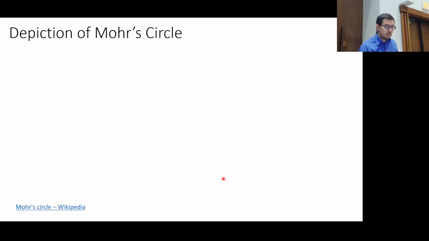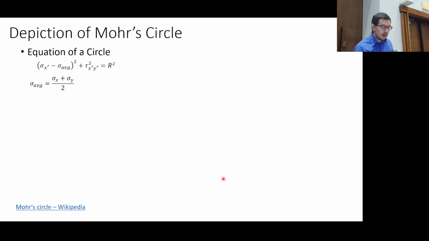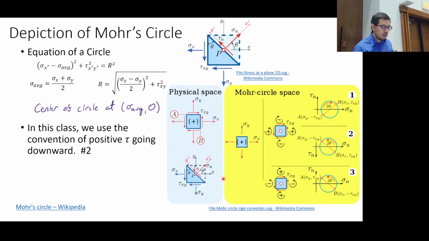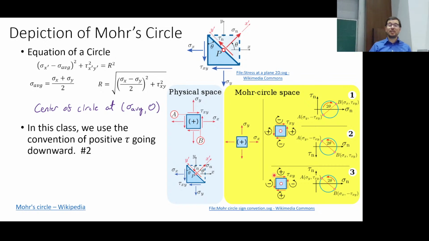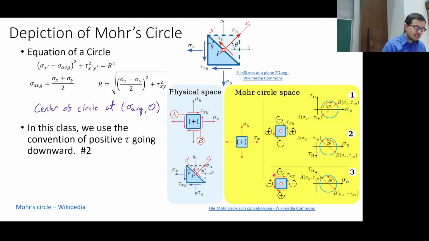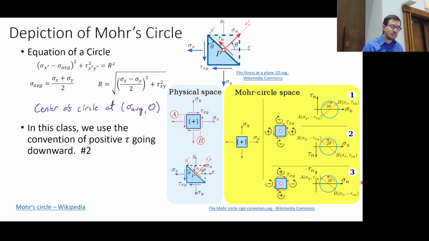So why, or how, are we depicting Mohr circle? We're going to use convention number 2 here. Don't go around saying, oh yeah, we use Mohr circle convention number 2. People are like, what? No, this is just the second convention that's been put in this figure.